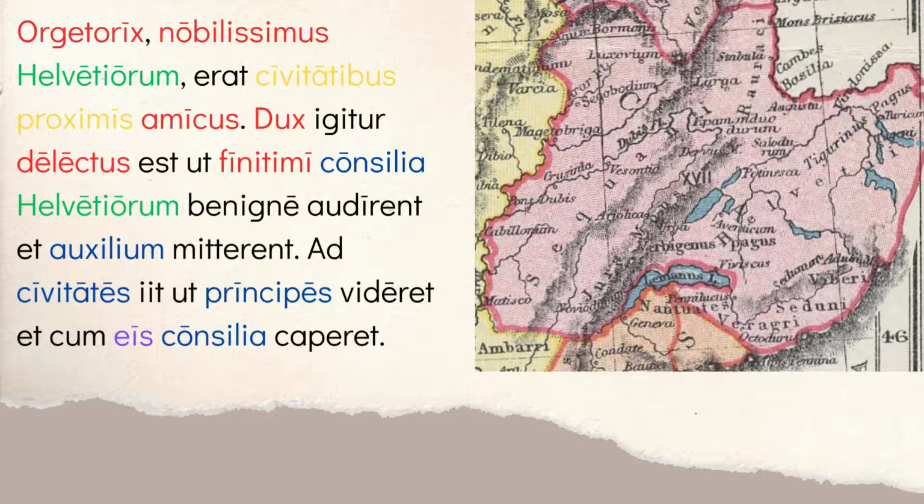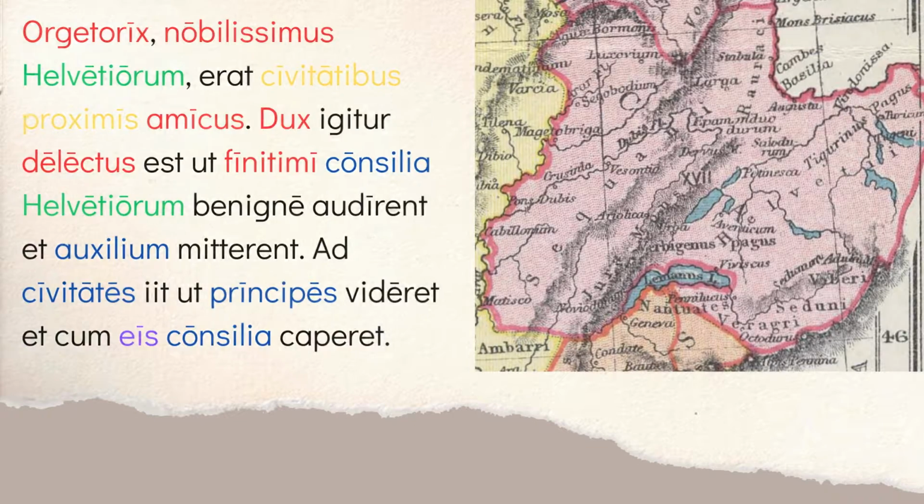So he goes, or he went, to the neighboring states so that he might see. Videre is again imperfect subjunctive. It's an infinitive with an ending attached to it, so that he might see their chiefs, the principes. It kind of means their chiefs, and with them, cum eis consilia caperet, form a plan or make a plan. So they sent him so that he could go, see the chiefs, and make plans with them. Okay, so that's the idea of why they would send Orgetorix.